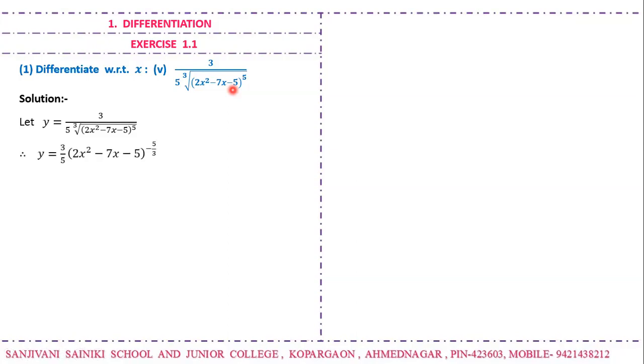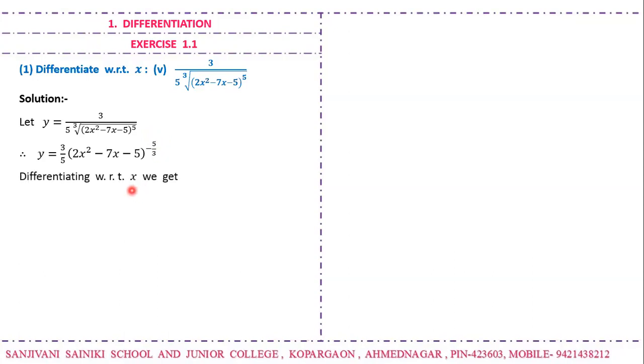So here we will simplify it. We will take it in the numerator. So this is 3 and this 5, we get 3 upon 5. Now this is the cube root of something, so it is bracket raised to 1 upon 3. And already there is raised to 5. So it becomes 2x square minus 7x minus 5 bracket raised to minus 5 upon 3, because we are taking it in the numerator.